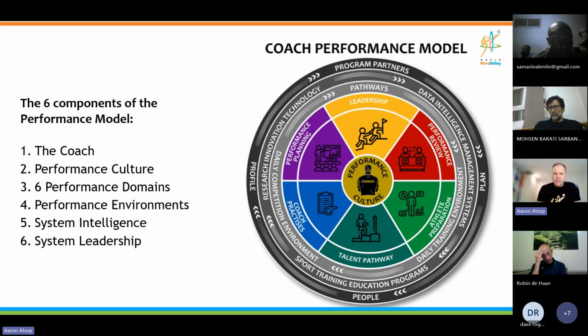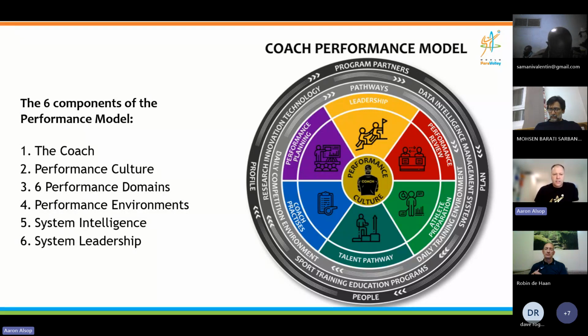Then we looked at the 6 domains. So we believe that it's important that as coaches that you develop yourself in these 6 domains. Around that, we look at what are the environments in which you're actually coaching. Then we looked at the systems intelligence, and then we built it out to the system leadership. So in one visual model, we're able to represent the whole coaching system that shows the individual laid all the way out to the entire system in which that person coaches.